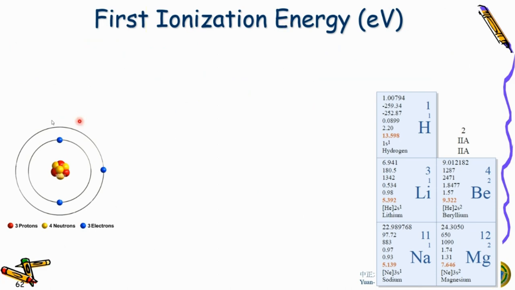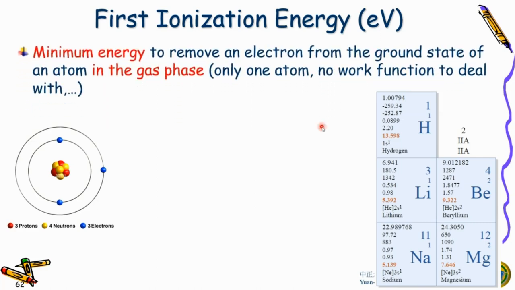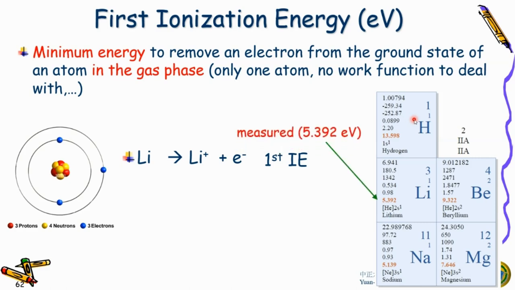So, for example, this is lithium. Lithium has three electrons, and on the previous page we talked about the third ionization energy, because two electrons had already been removed. The definition of the first ionization energy is the minimum energy to remove an electron from the ground state of atoms in the gas phase. This is called the minimum energy, the first ionization energy. For example, moving one electron away from a lithium atom is called the first ionization energy, which you can always see in a periodic table. And you can measure this easily. You can use an instrument to measure this.